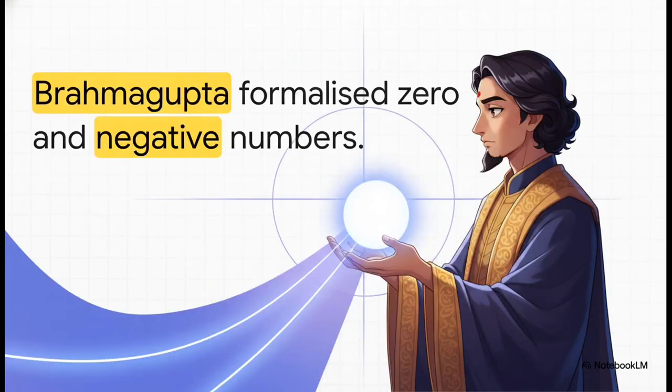Actually, wait, let me back up a second, because we skipped one incredibly crucial step on that timeline. Around 628 CE, early Indian scholars, specifically Brahmagupta, formalized the concept of zero and negative numbers as actual algebraic entities. And wow, think about that for a second. Without the invention of zero and negative numbers, the entire four-quadrant Cartesian plane we use today would be completely impossible. You literally couldn't go backwards or downwards on a map without his breakthrough.